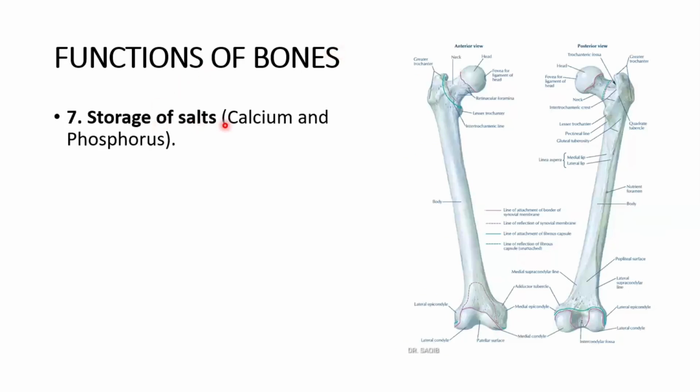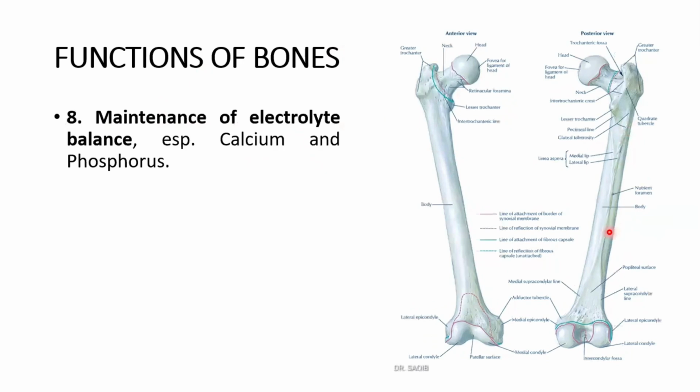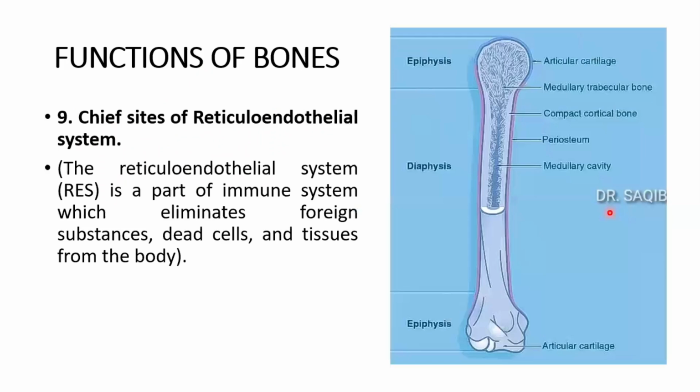Storage of salts is another function, calcium and phosphorus. You could see this is a picture of the femur, storage of the salts. And another function is the maintenance of electrolyte balance, especially calcium and phosphorus, which are stored in the bones.